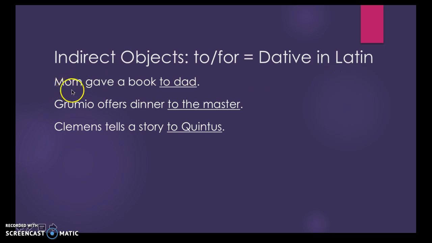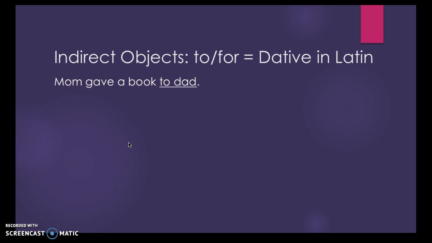Here are three examples in English. Mom gave a book to Dad. We could also say Mom gave Dad a book. I'm just putting the "to" in here because that's the focus of our lesson, this little word that causes so many problems. Grumio offers dinner to the master. Clemens tells a story to Quintus. Again, pause the video, copy down these three sentences, try to translate them into Latin, and then compare your work with mine.